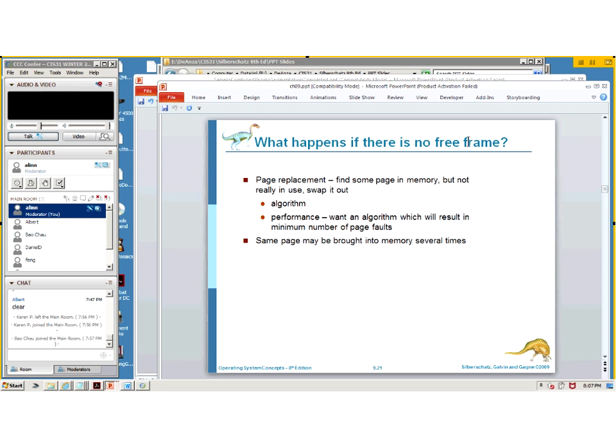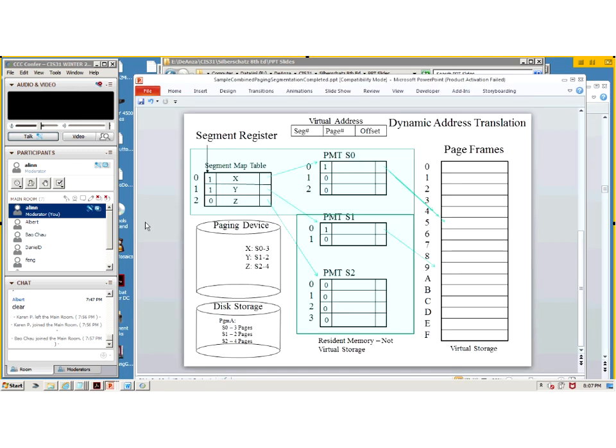What happens if there's no free frame? It's called page replacement. Find some page in memory, but not really in use, and swap it out. Okay, this is really critical, so I'm going to come back to this. Suppose this page that's being used by this program is going to be replaced because there are no other free pages available. All these 16 pages are used, and another process needs a page. So you figure out what page I can replace. That's the page replacement algorithms we're going to talk about. And they're fun, so we're going to go through those.